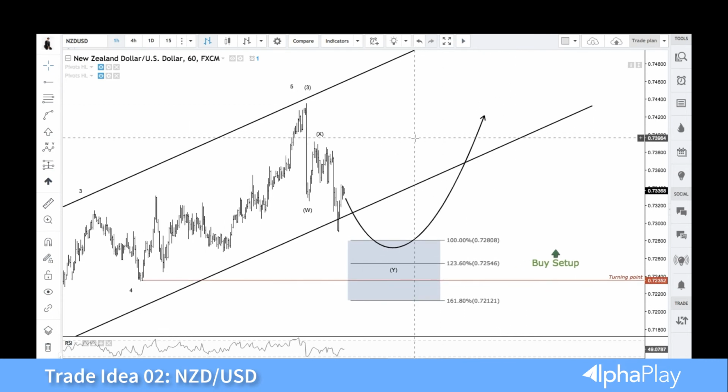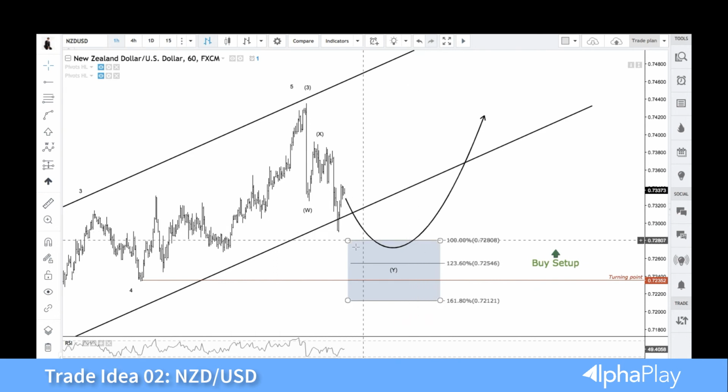So right now what I'm seeing over here at the top at 0.7435, we saw our first down move, which is pretty strong. That can potentially form our first wave down, followed by a corrective X wave, and then right now we are expecting the third wave down towards this area of 0.7254 to 0.7280 for a potential buy setup.